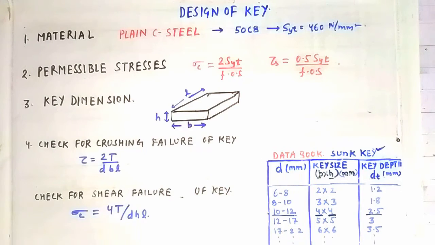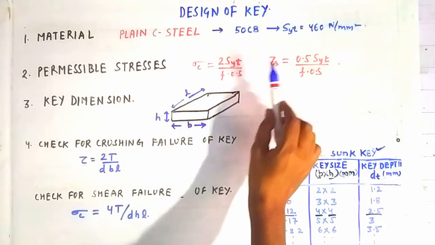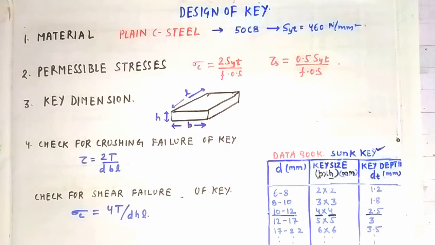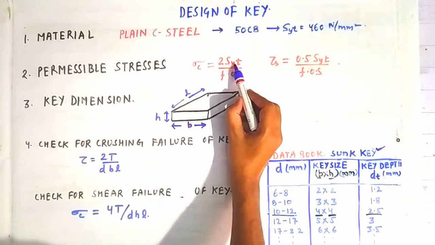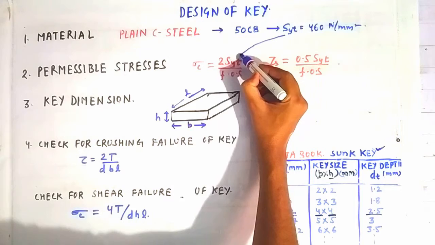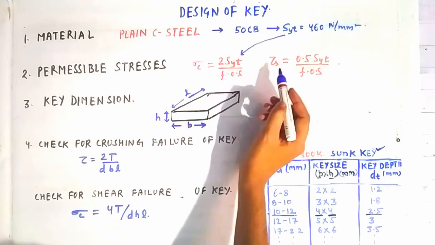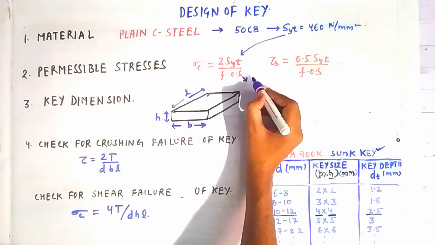Now the second step is the permissible stress calculation. So you have to calculate the permissible crushing stress and permissible shear stress for the key material, because basically the key is subjected to crushing stress and shear stress. So the permissible crushing stress can be taken as 2 into SYT, that is the yield strength in tension, divided by the factor of safety, where the factor of safety can be taken as how much?